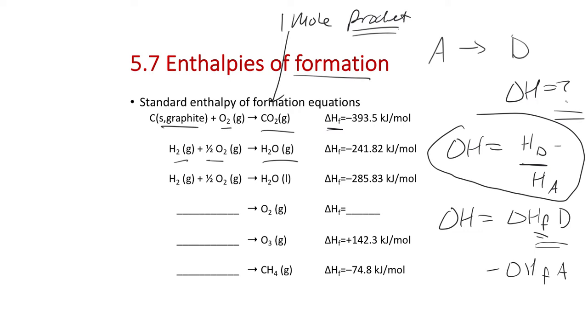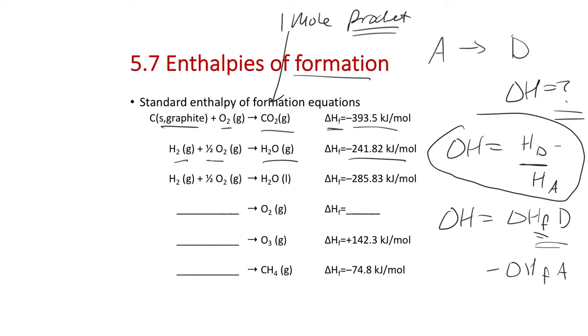And then leave everything else in whatever fraction or whole number we happen to need. And so for making water gas, it'd be H2 plus a half O2 gas, because H2 is the most stable state of hydrogen at room temperature. And then a half O2 for the 1 oxygen atom. And then the delta HF, now you might wonder, how would you ever determine these delta HFs?